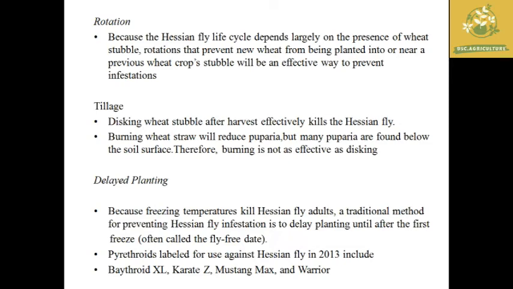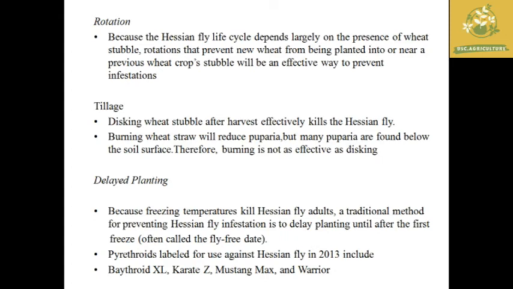Crop rotation: planting new wheat in or near the previous crop's stubble should be prevented once an infestation is found. And tillage practices: the wheat stubble must be harvested, and burning it effectively kills the Hessian fly which is said to be present in the stubble.